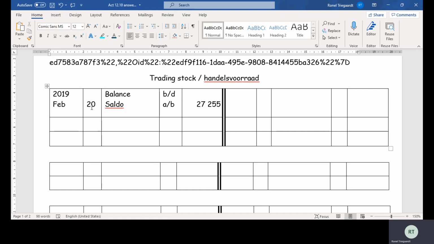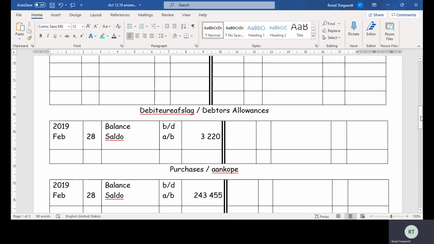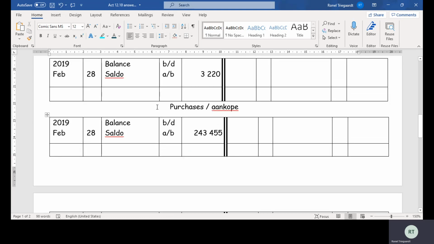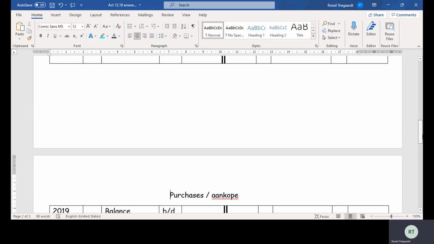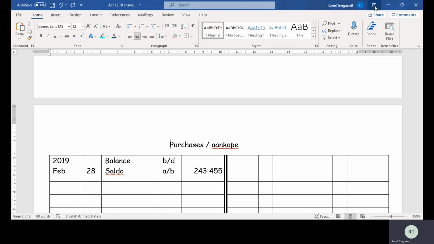Then you also had to do the purchases account. I have a purchases account there. I've actually opened all the accounts because I thought that maybe I would see what I want to explain. Purchases, that balance is on the 28th of February 2019. How do I know that's the balance? Because that's the date of the trial balance. Are you okay with that?